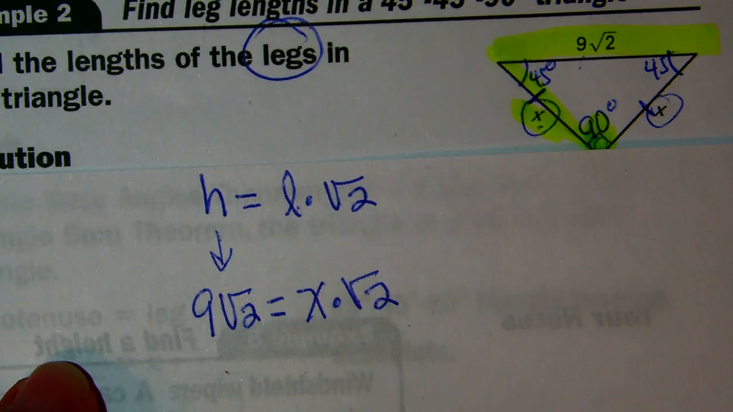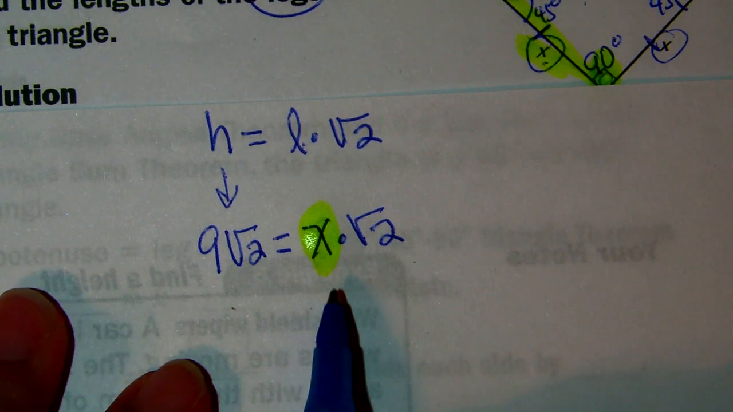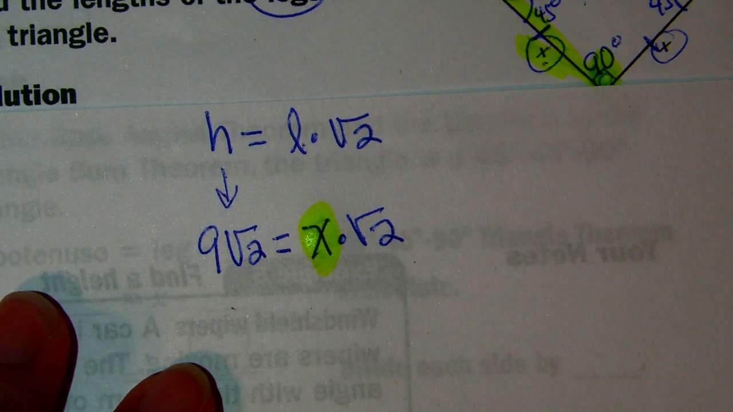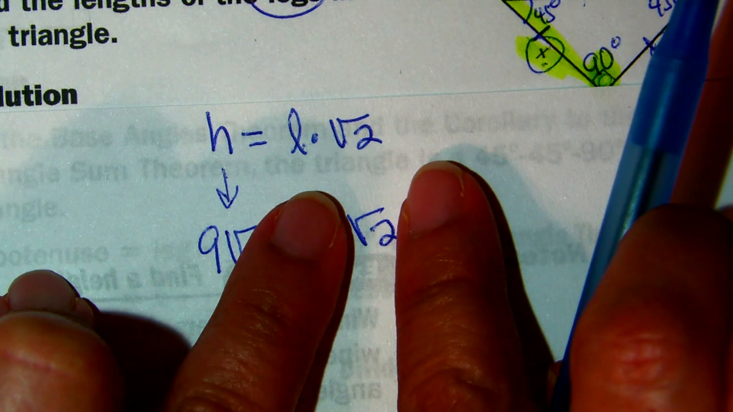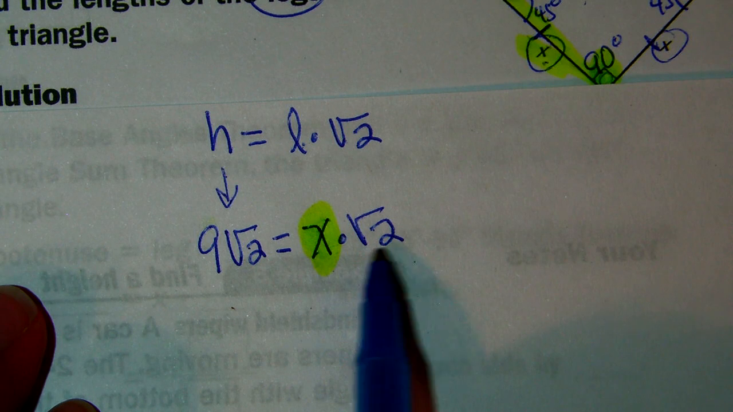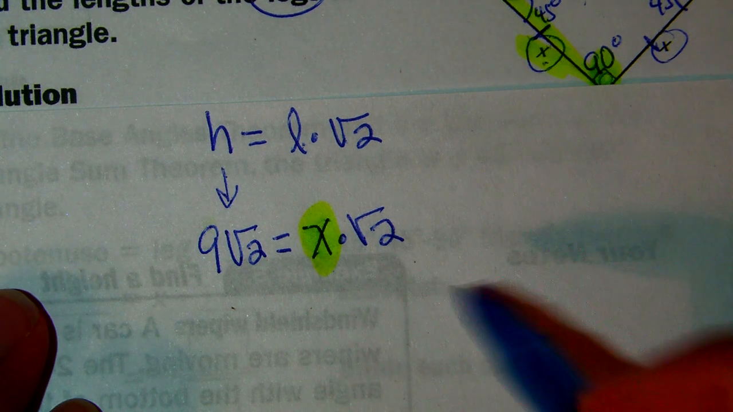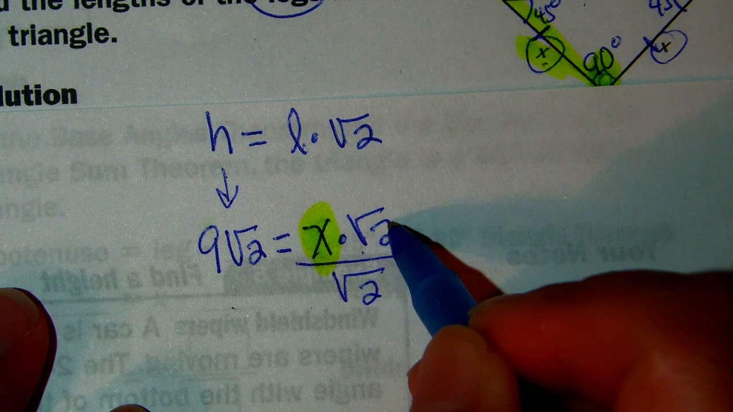Okay? So in this problem, we're solving for x. So in algebra, what do we do when we're solving for x? You want to leave the x by itself. So what do we do with the square root of 2? The square root of 2 is multiplying. So in algebra, what do you do to get rid of this? If it's multiplying, what do you do? You divide. Divide by square root of 2.